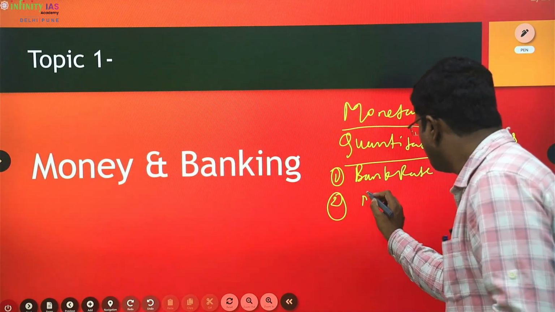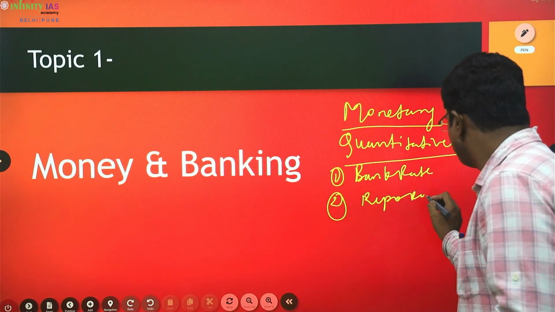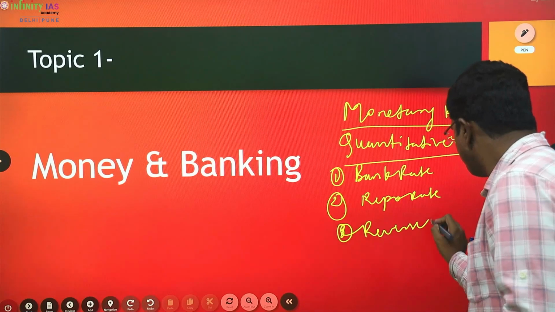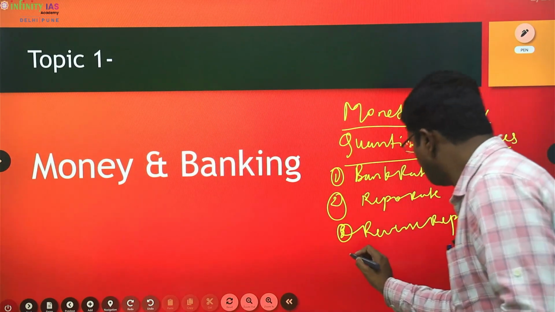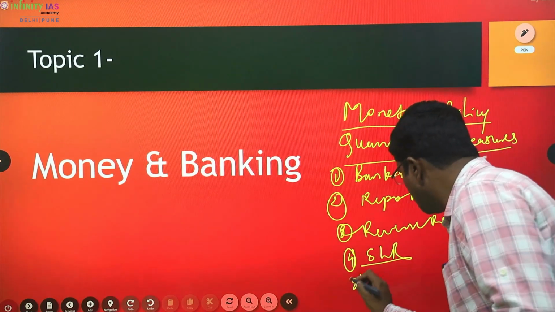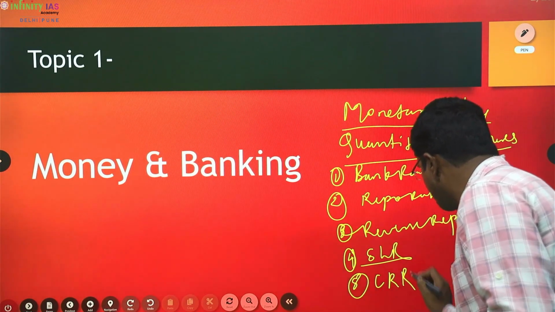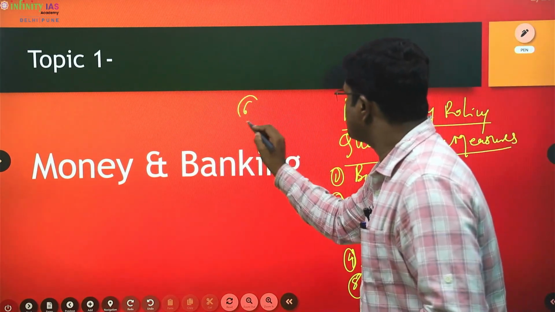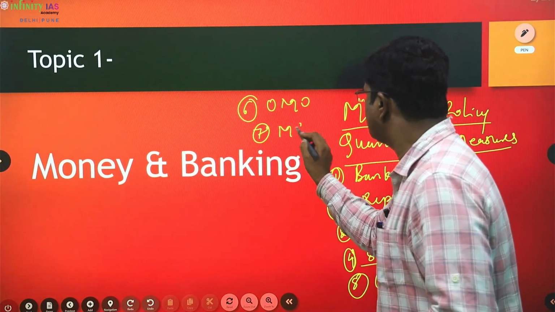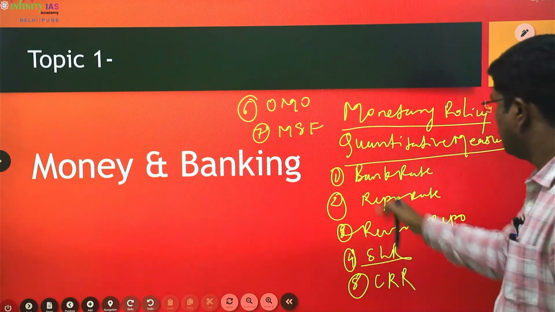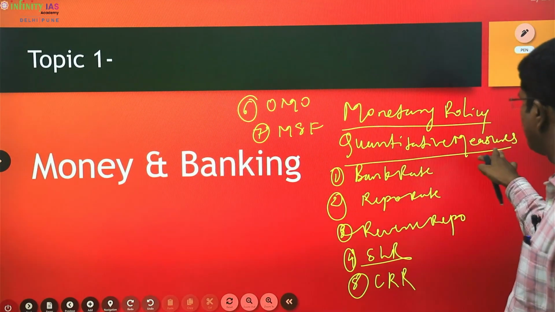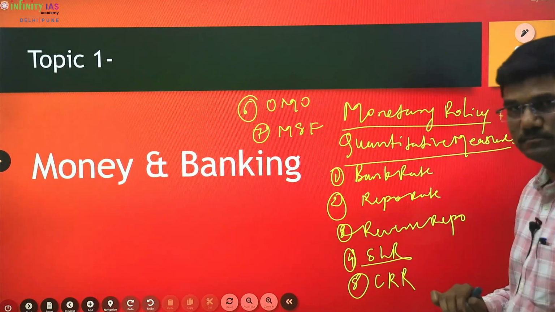Second is repo rate. Third is reverse repo rate. Fourth is SLR, that is statutory liquidity ratio. Fifth is CRR, that is cash reserve ratio. Sixth is open market operation. Seventh is marginal standing facility. All these concepts are nothing but quantitative measures of credit control of RBI.